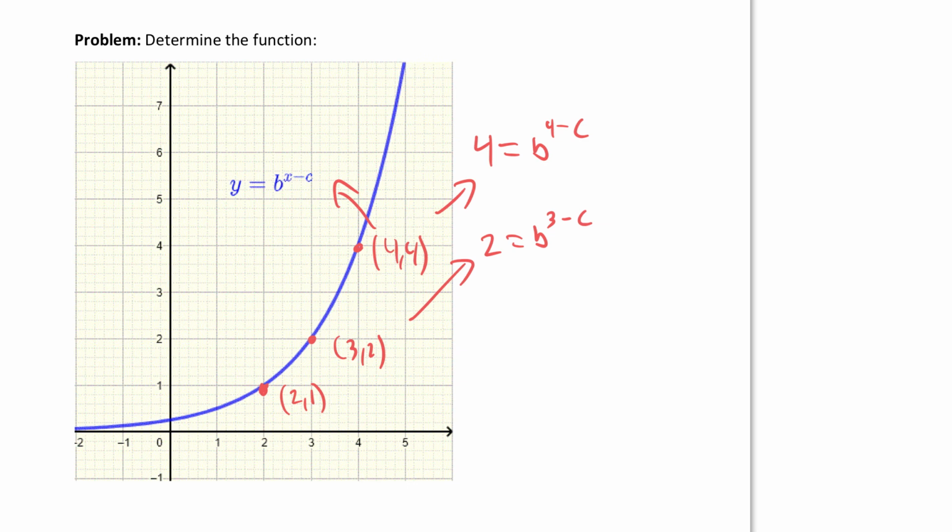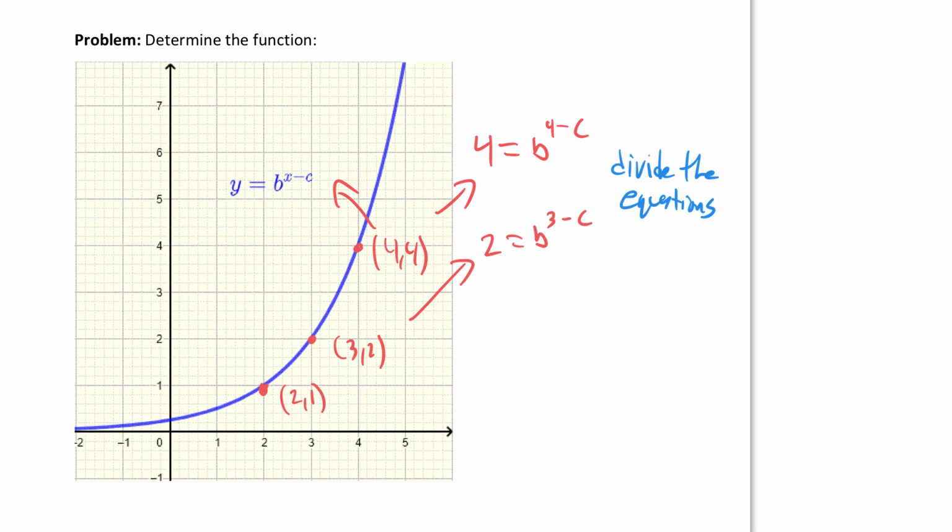But what you can do is take these two equations and divide them. You might not have seen this before. It's a nifty little trick. Normally we add or subtract equations, but you can actually divide equations. Let's go ahead and see what we get.